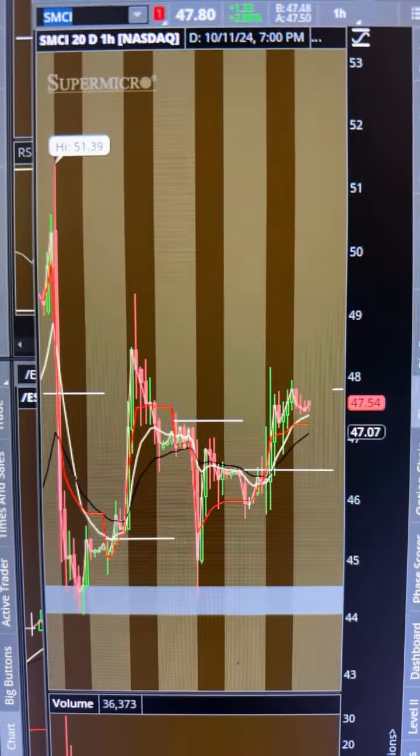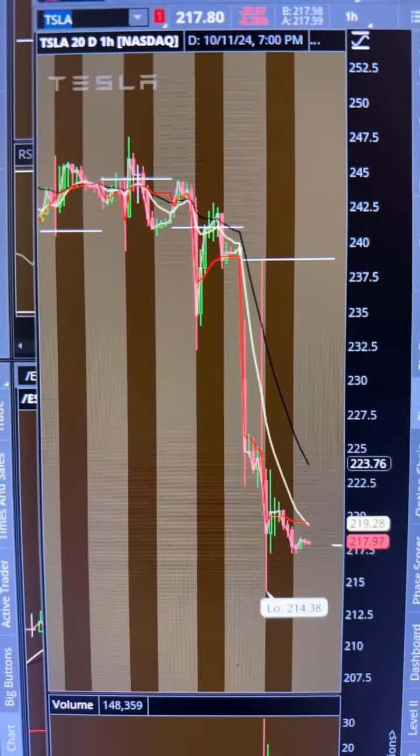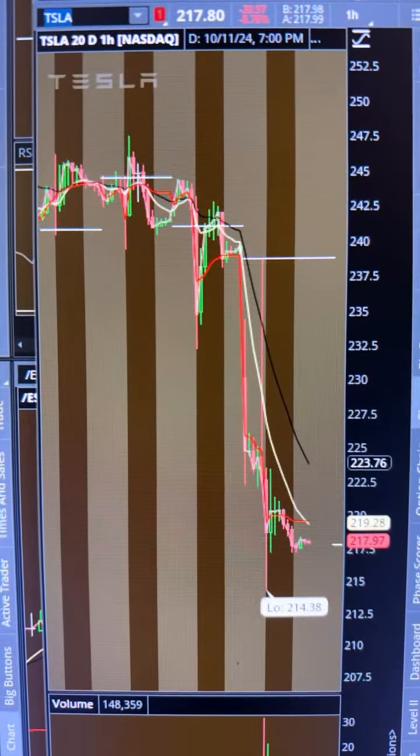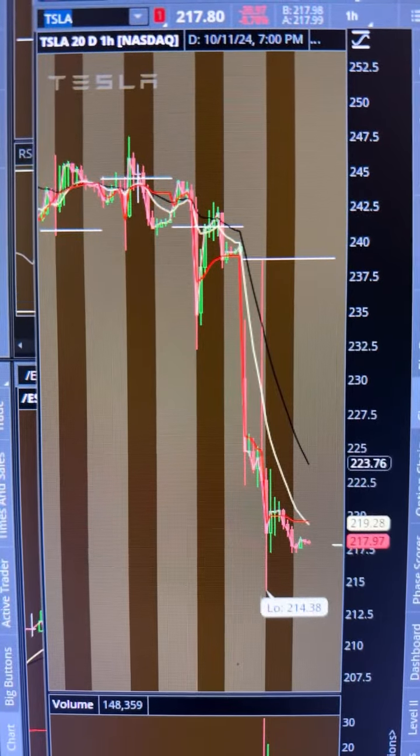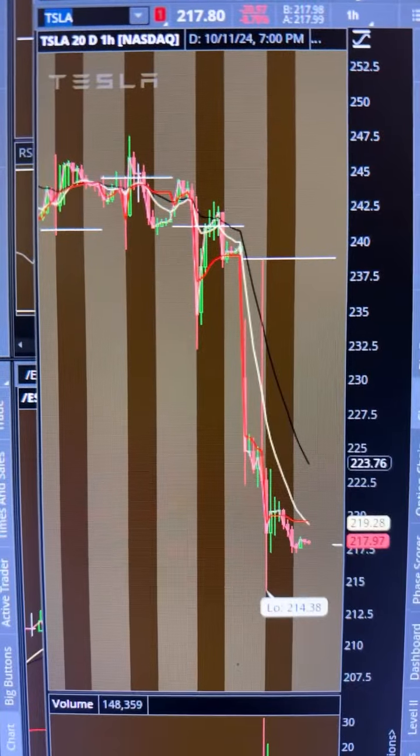Look at Tesla. Wow. Tesla took a hit on Friday, huh? I'm going to look at the 4-hour here. I don't see an hourly level. You all want a bounce level for Tesla? 202.5 to 200 is the bounce level I would watch.